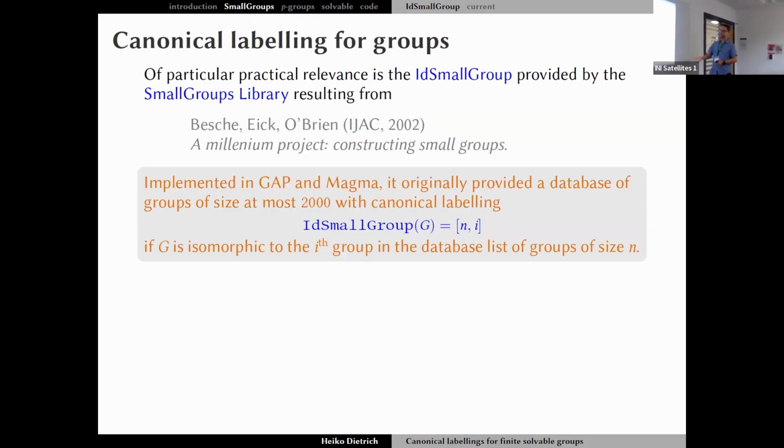So you can give it a group of size that's covered by the database, and you ask ID small group, and it returns hopefully a pair n, i, that says, well, this group has size n, and it is isomorphic to the ith group in the database list of groups that is provided. So this database of groups is fixed. Right? It's complete, it's fixed, it's deterministic, and it tells exactly which group it is isomorphic to. So if you know this number, you know exactly the isomorphism type of the group.